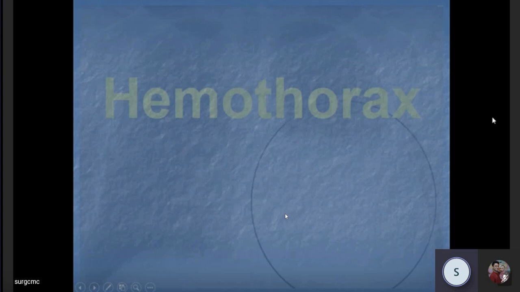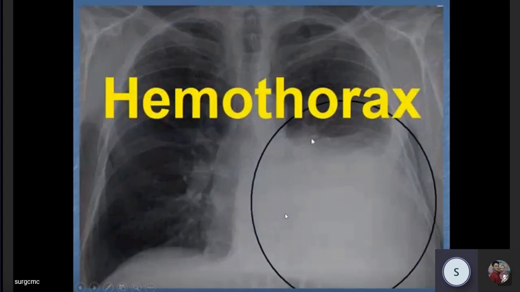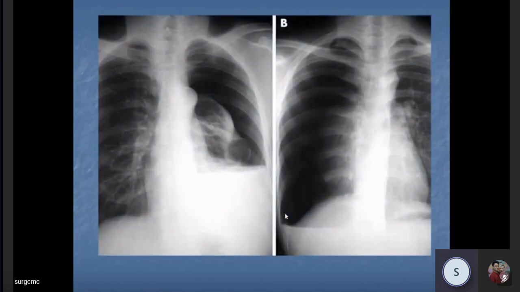So what is it? This is another example. Horizontal opacity on the left. This is known as hemothorax. In surgery, we commonly encounter this after traumas. There is blood in the pleural cavity, which gives you this homogeneous opacity, but the upper border always tends to be straight or linear, unlike the meniscus-shaped upper border in the case of pleural effusion.